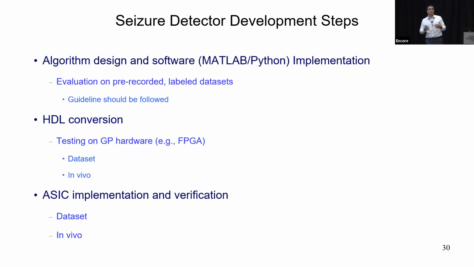The way we generally develop a seizure detection algorithm is that we start with development in software, generally Python or MATLAB, and then we test it on pre-recorded labeled data sets. We test the performance on these data sets, and if we get successful results, we move on to hardware description language conversion and implement it on a general purpose processor like an FPGA, and then test it again on data sets. At this level, we can even test the FPGA-based algorithm on animal models of epilepsy, in vivo. And then if everything is perfect and we're happy with the performance both in terms of algorithm and hardware implementation, we go with an ASIC implementation.